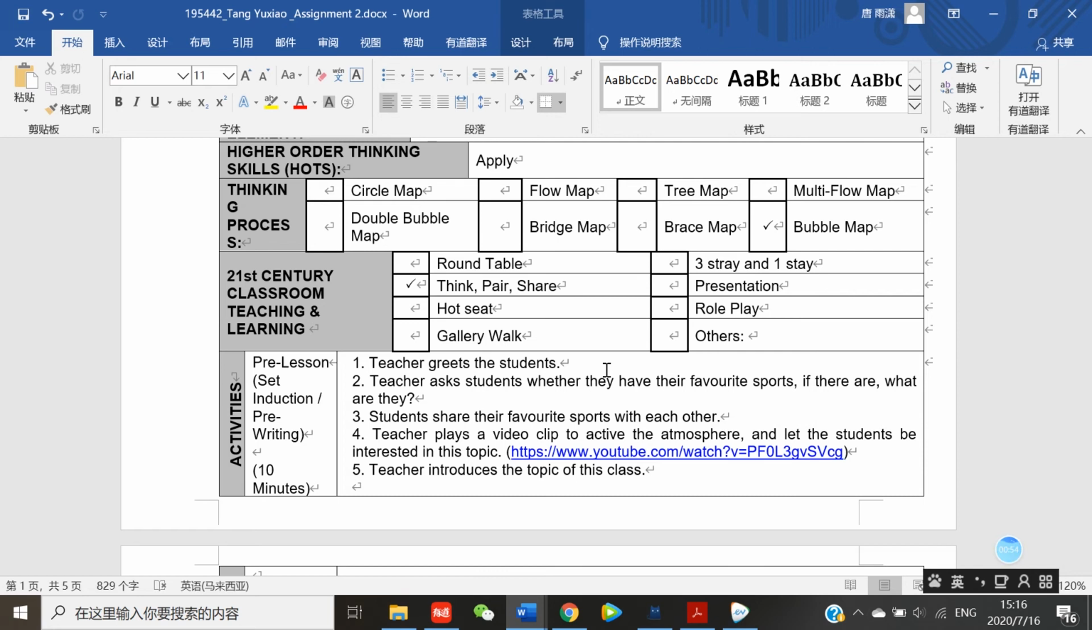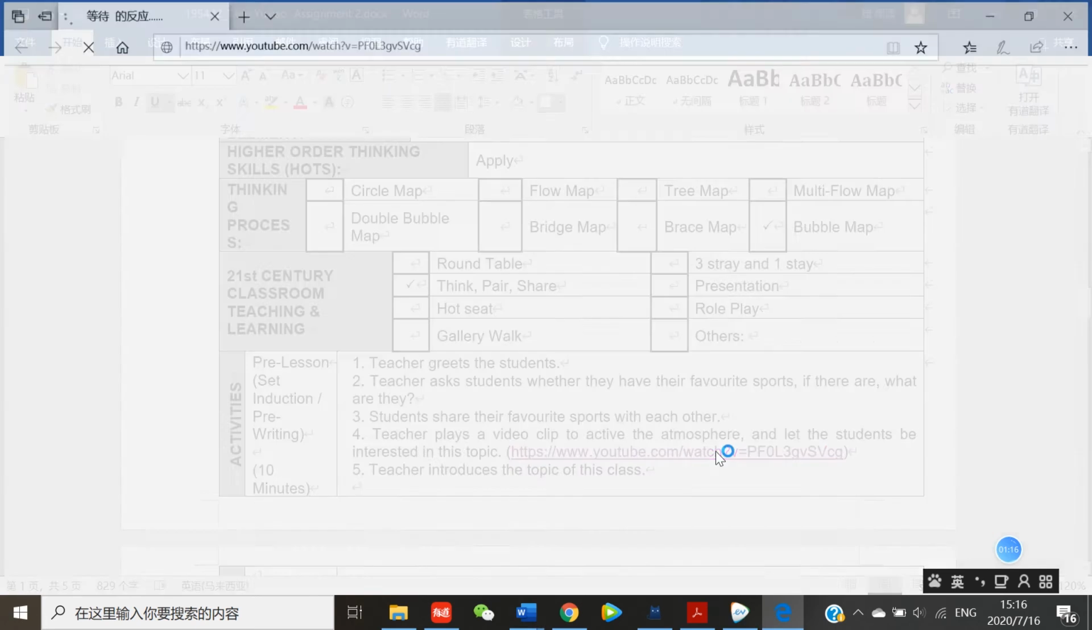And number 4, the teacher plays a video clip to activate the atmosphere and let the students be interested in this topic. The teacher introduces the topic of the class. So let's look at the video clip. We just look at 1 minute of the video clip.